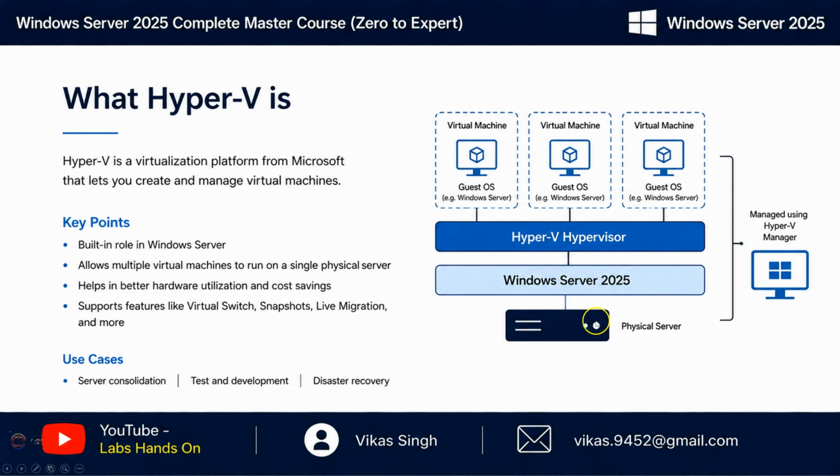If you see in this diagram, we have a single physical server. On top of that, we have installed our Windows Server 2025 operating system, and then we enable the Hyper-V hypervisor role. Once this role is enabled, we can create multiple virtual machines and run them on the single physical hardware. This helps in better hardware utilization and cost saving, since on a single hardware we can run multiple operating systems, multiple virtual machines.